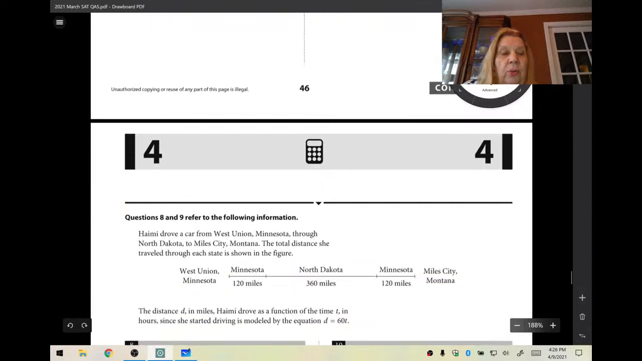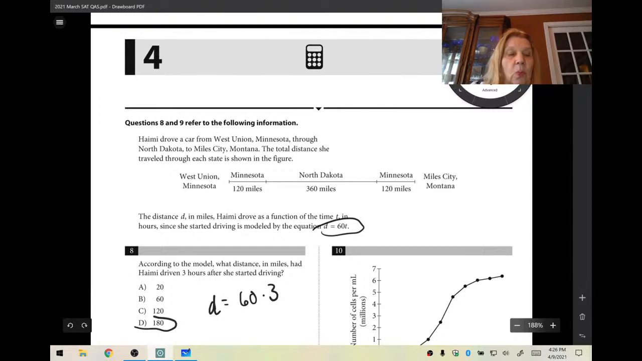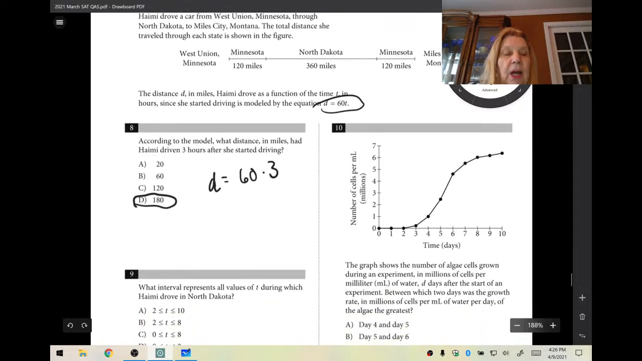Okay, now we're going to do this question. Jaime drove a car from West Union, Minnesota through North Dakota to Miles City, Montana. The total distance she traveled through each state is shown in the figure. How many miles had Jaime driven 3 hours after she started driving? Well, we have the formula. So we just put D equals 60 times 3 hours. Pretty easy, 180. When these problems come in twos, usually the second one is harder.